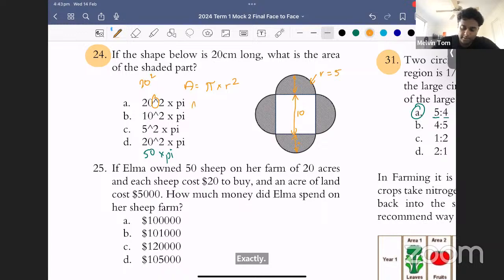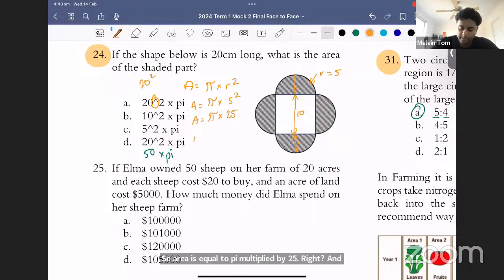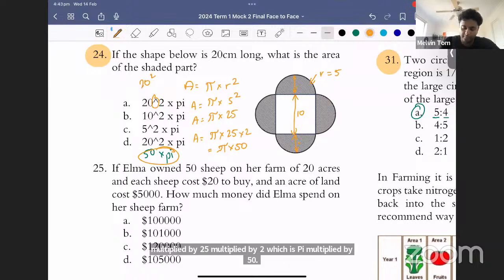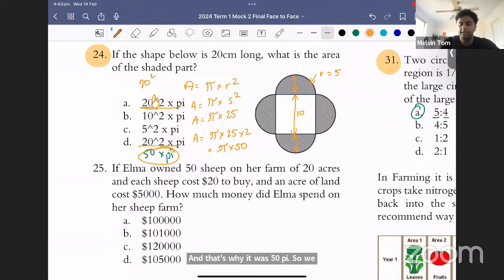Right? So in this question, we know that r is 5, so 5 squared. So area is equal to pi multiplied by 25. And since we have two circles, it should be area is equal to pi multiplied by 25 multiplied by 2, which is pi multiplied by 50. And that's why it was 50 pi. So we had a mistake, so we doubled this up. The Saturday kids didn't get this correction, but the Sunday kids had this correction. It was changed to 50 pi.